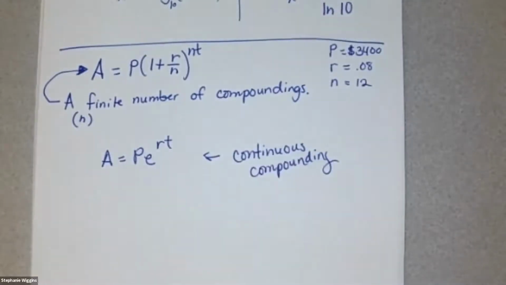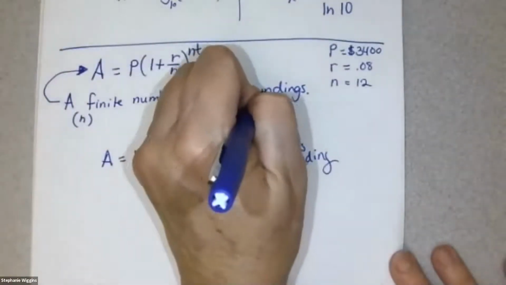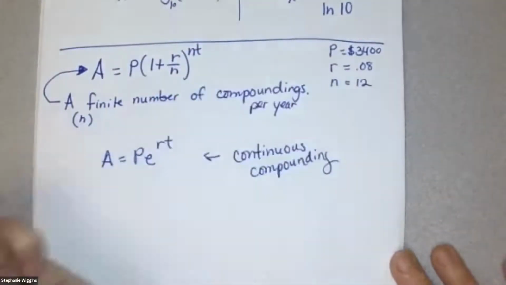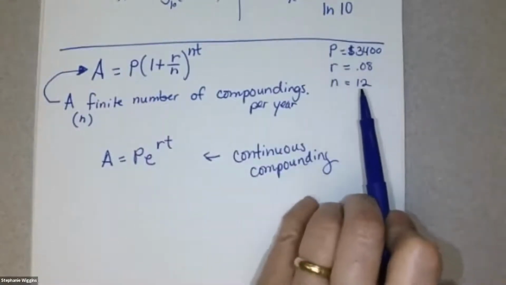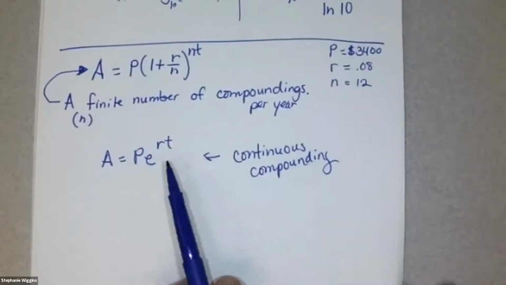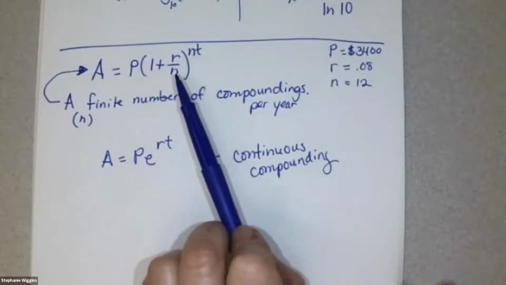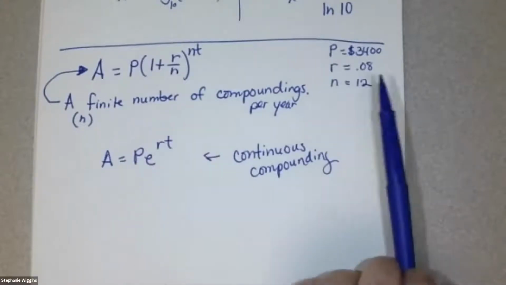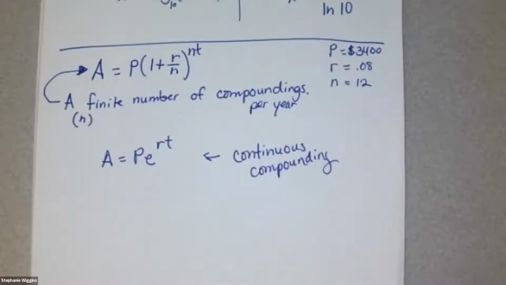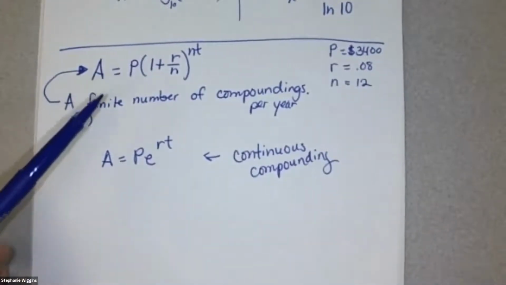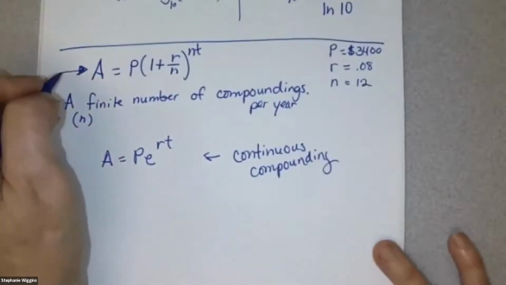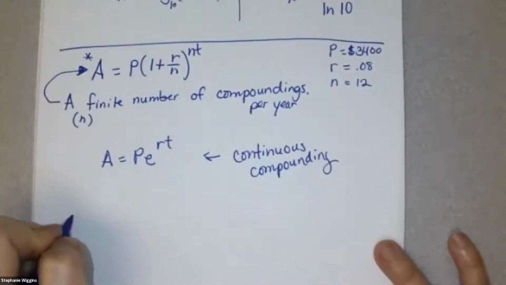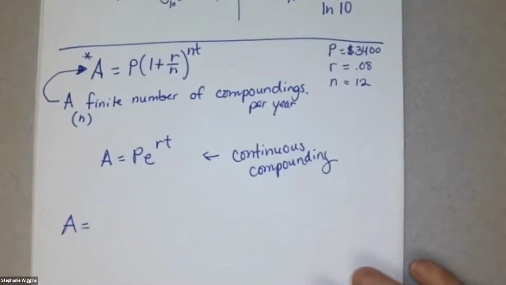So you need to know which formula to use given your situation. In this particular example, we are told that it's compounded monthly. And I should say finite number of compoundings per year. So if it's compounded monthly, then n equals 12. So I'm not going to use this formula. I'm going to use the one with the n in it, because this is the finite number, n equals 12. If it's continuous compounding, that's when you use this formula. So you got to pick the right formula. So we are going to pick this one here, and we just plug in our information.